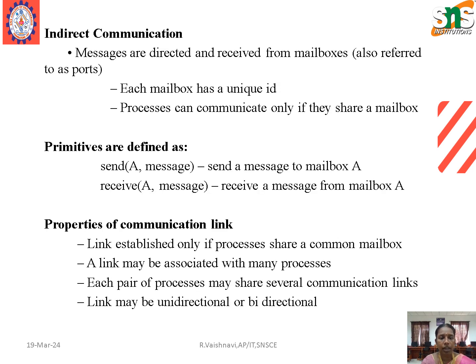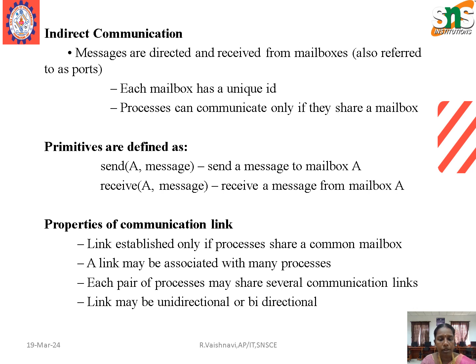Next one is indirect communication. Messages are directed to and received from mailboxes. Mailboxes are also referred to as ports. Each mailbox has a unique ID, and processes can communicate only if they share a mailbox. Next, primitives are defined as send and receive. That is send A comma message, and receive A comma message. That is, send a message to mailbox A and receive a message from mailbox A.